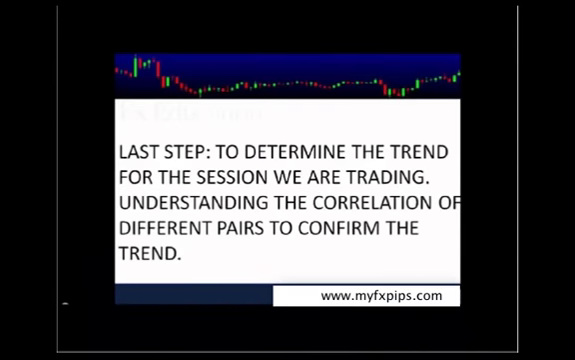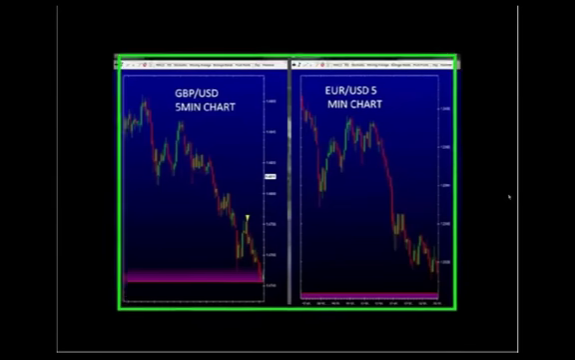Last step in determining the trend for the different sessions of the trading day. We have to understand the correlation of different currency pairs. Not only is this good to apply for understanding the trend or the direction of the market, but this is also very important for when you're looking to place your entries. Allow me to give you an example.